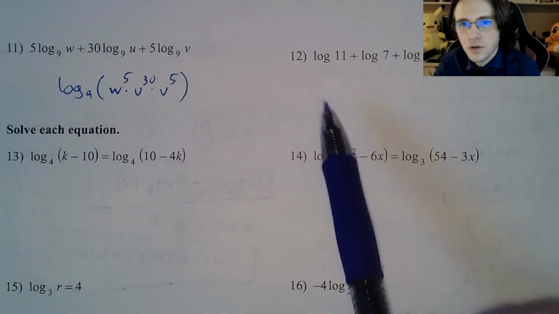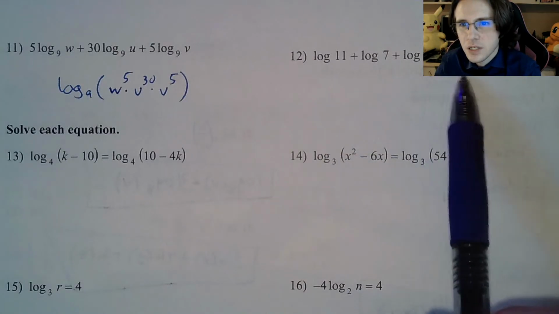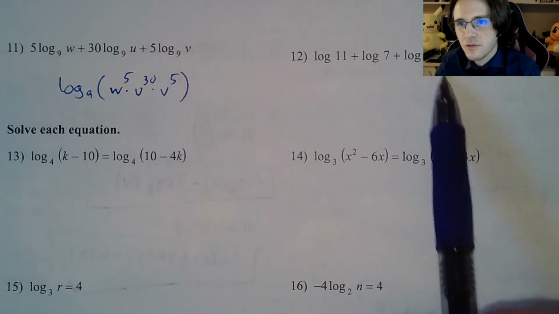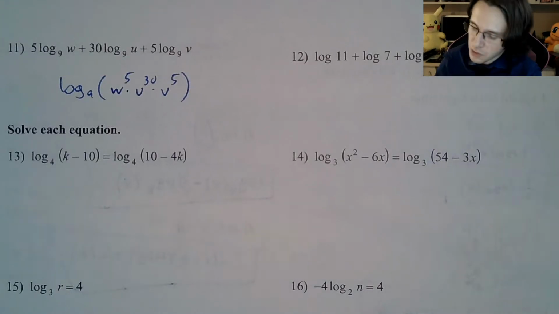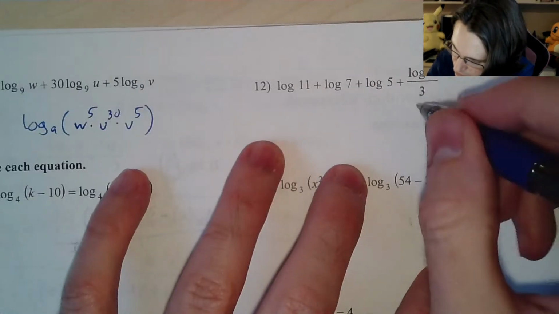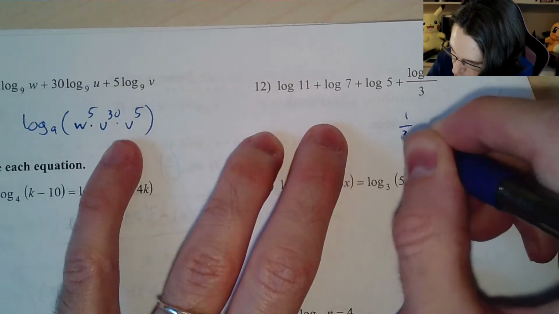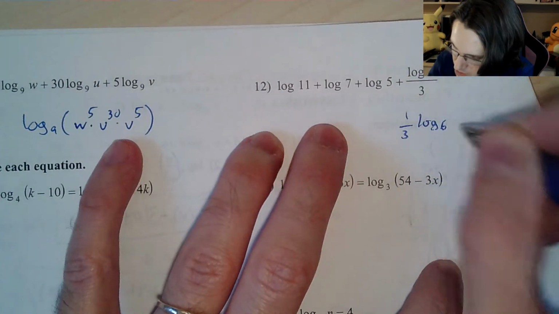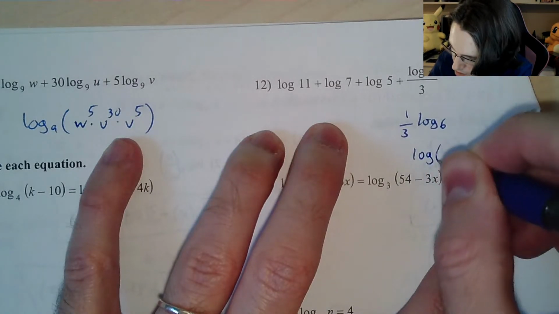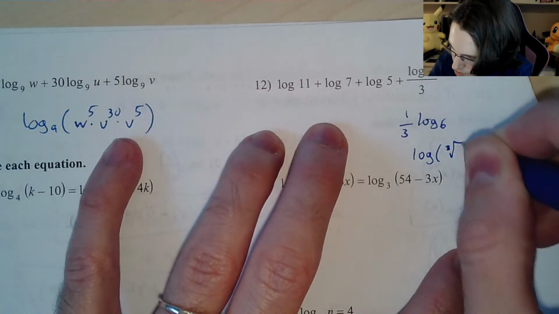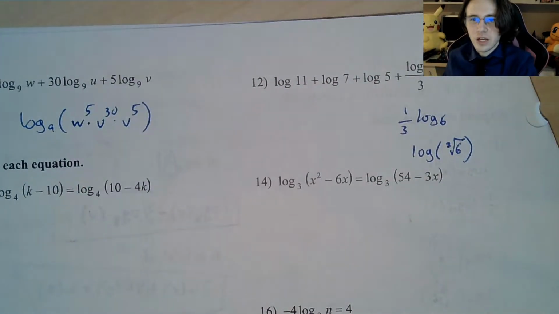Okay, so technically we're multiplying all these together, but we do have to take care of this log 6 divided by 3 first. This is the most confusing part. We have to remember, first of all, that this can be rewritten as 1/3 log of 6. And remember that 1/3 is also a cube root. So we have log of the cube root of 6. Okay, so that's that guy.